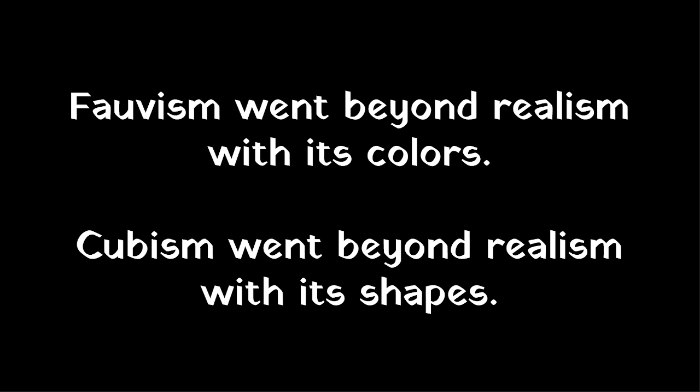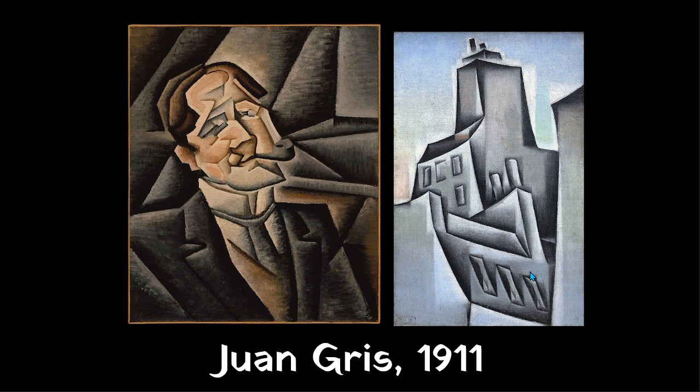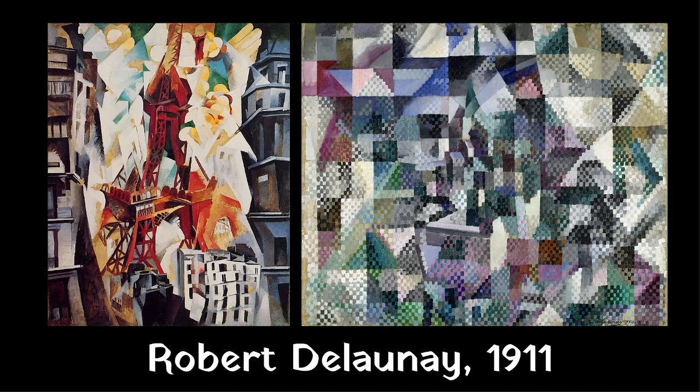Cubism went beyond realism with its shapes. Here's what that looks like. Juan Gris on the left is painting a guy in a suit with a pipe, and on the right is painting some buildings. But when we start messing with the shapes, you'll see that it becomes harder to tell what we're looking at than when you mess with the colors.